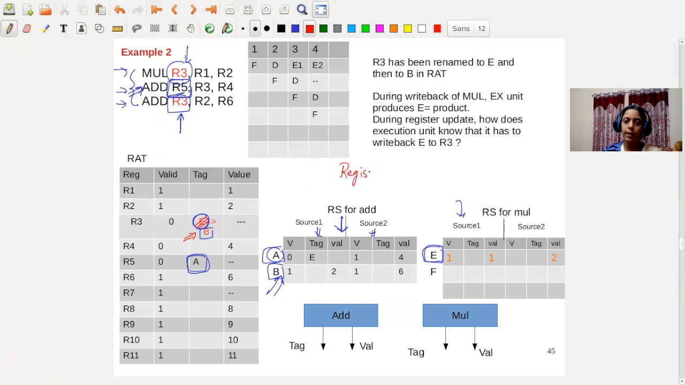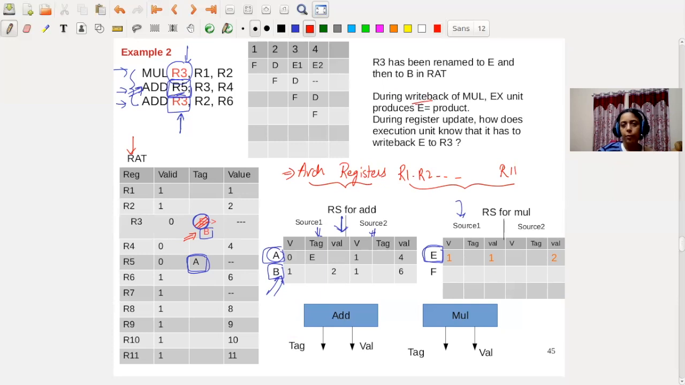Now, what we have not shown in this Tomasulo machine throughout this exercise is the content of the architectural registers. The correct name is architectural registers. We have only shown their content in the RAT. But there's actually R1, R2, R3, etc. up to R11. These are the architectural registers which finally get updated, and that is not something we have shown in this exercise.